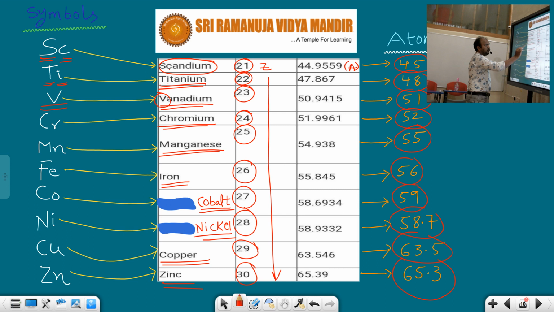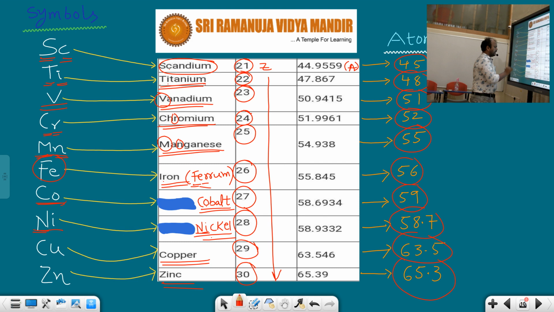Iron, here there is no F, but it is derived from the Latin word ferrum. In ferrum, the first letter is F, second letter is E, that is Fe, but the English name is iron. After that, cobalt, derived from the Latin name cobaltum. First letter is C, second letter is O. It is derived from the non-English name, the Latin word. Nickel, first letter is N, second letter is I. Ni is the symbol, and the element name is nickel.